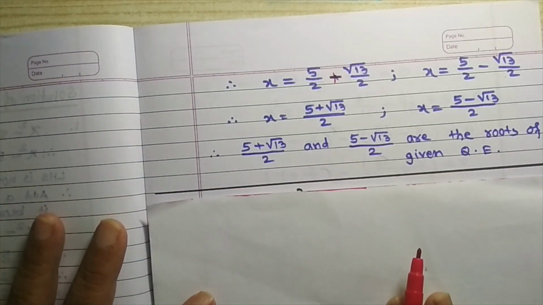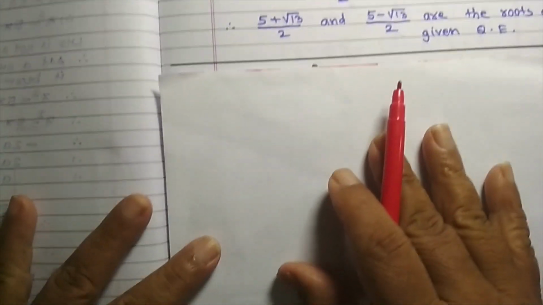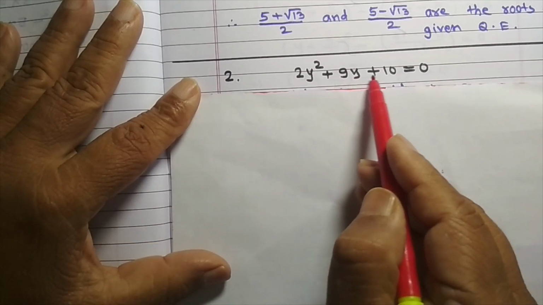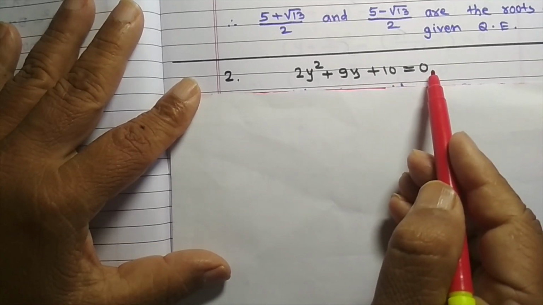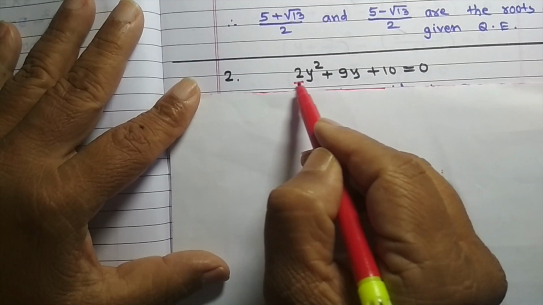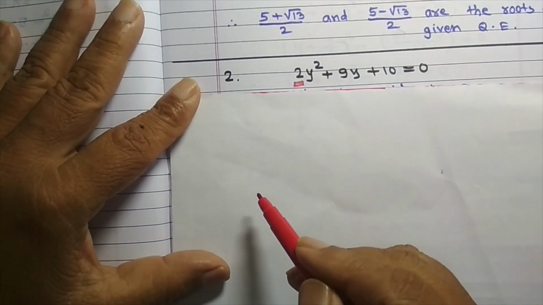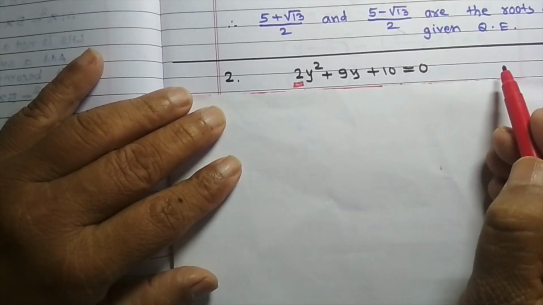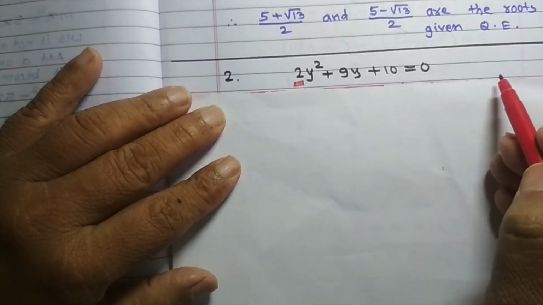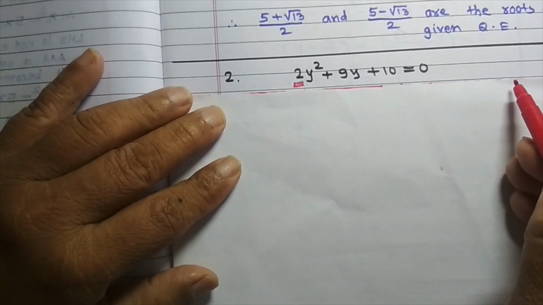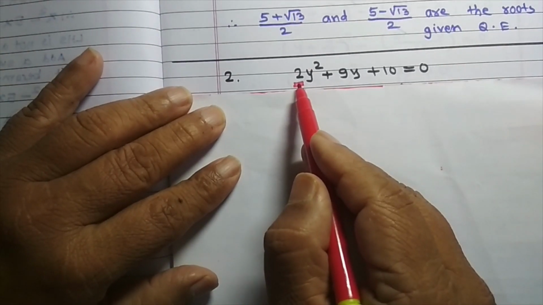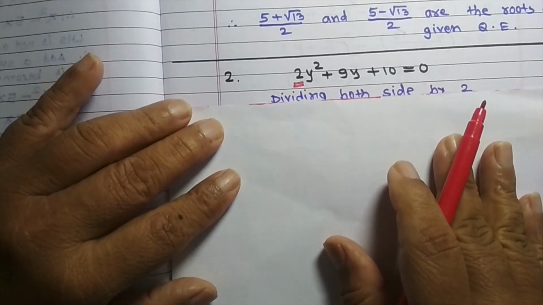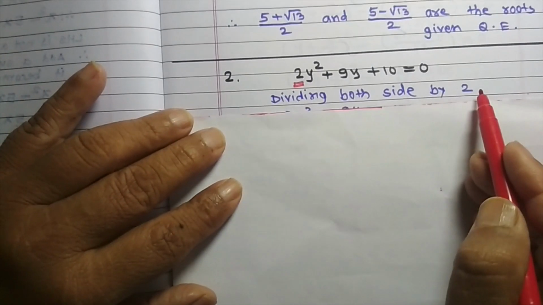Similarly, we have to see another type of example. See here, 2y square plus 9y plus 10 is equal to 0. In this case, the coefficient of the square term is 2. Therefore, first we have to divide by 2 on both sides. Suppose here it is 3, we have to divide by 3. Here 4, we have to divide by 4. But in this example, 2 is the coefficient. Therefore, we have to divide by 2 on both sides.